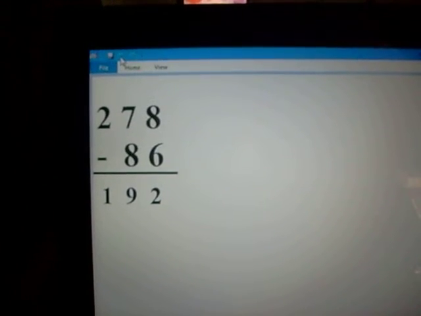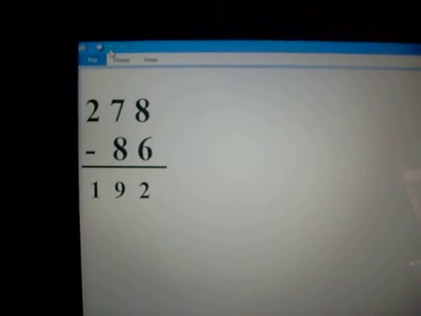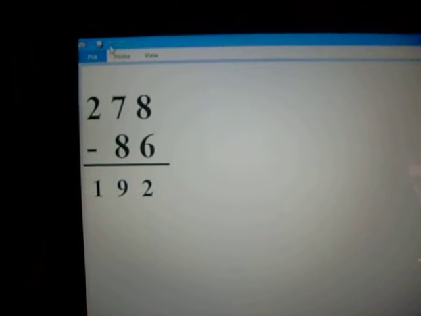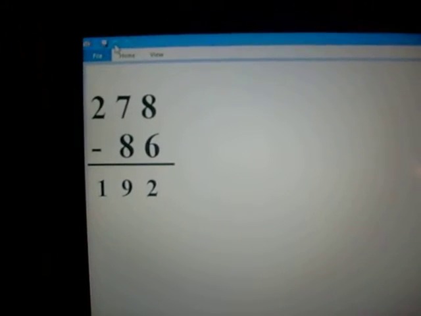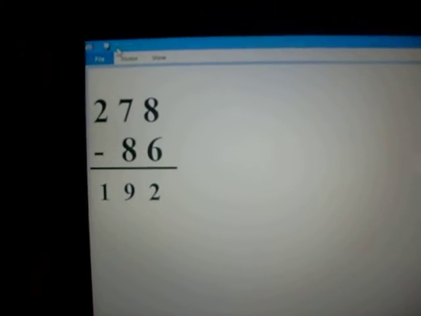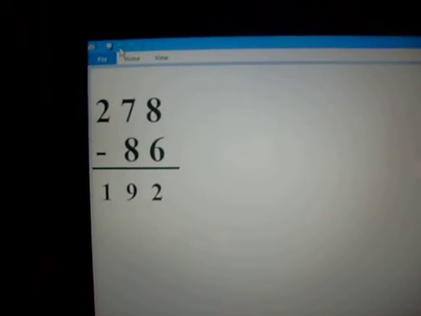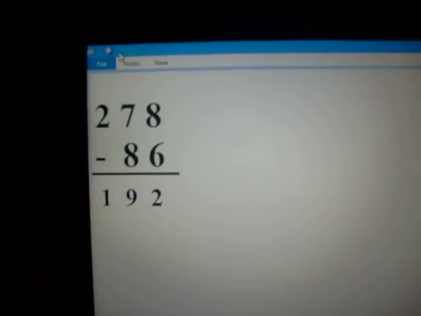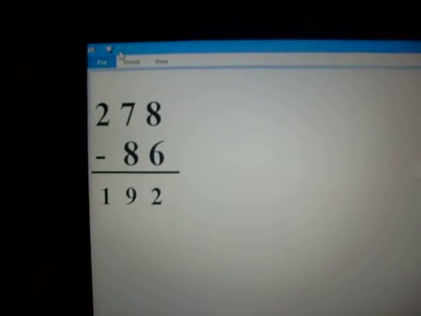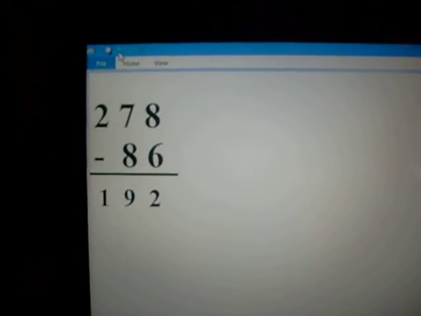Okay guys, here is an instructional video for both parents and children who are having a difficult time with this Common Core math. This is basic subtraction. What you see in front of you is the good, common sense, old-fashioned way of doing subtraction. 278 minus 86 equals 192. I'm going to first show you the steps to solving it with the Common Core method, and then I'm going to go through it again explaining the reason, if there is any, behind this.